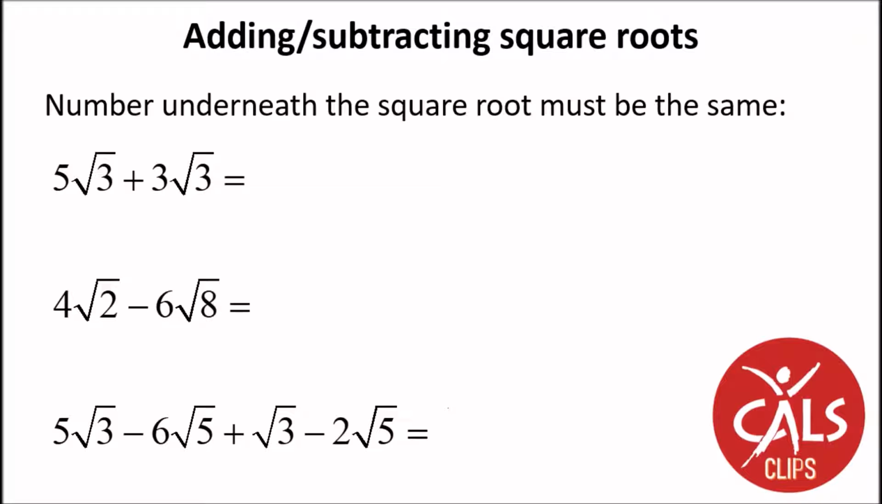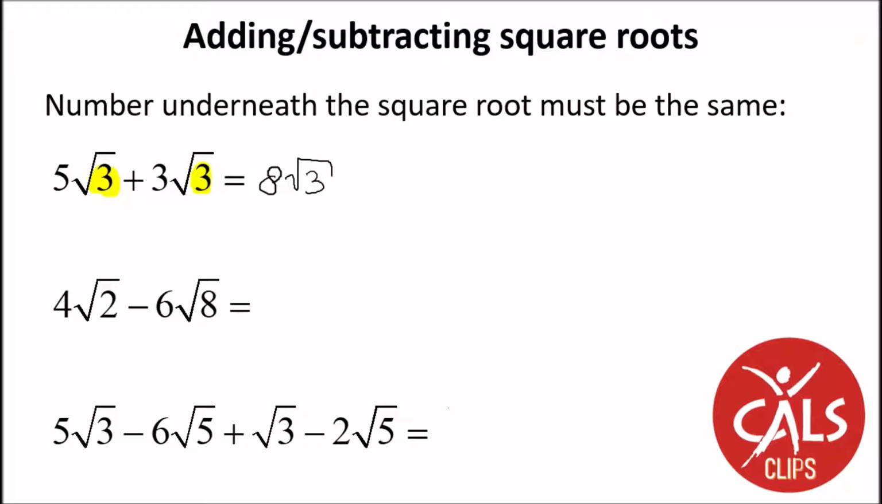When can you add and subtract square roots? The number underneath the square root must be the same. So in the first case, we see 5 square root of 3 and 3 square root of 3. The same as with the like terms, they have to be the same, and then you can add the numbers in front of it. So 5 plus 3 is 8, so this will be 8 square root of 3.